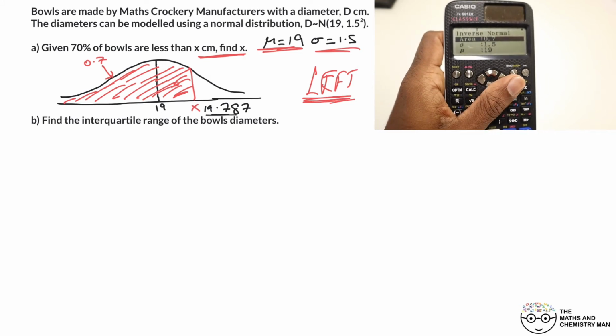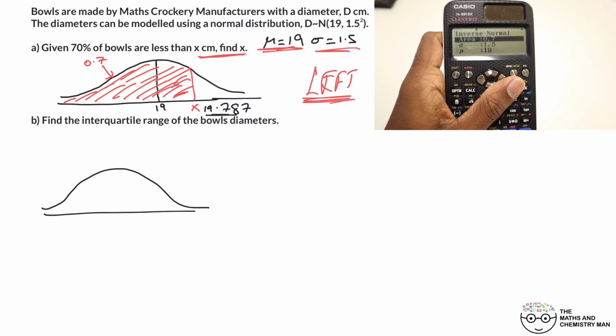And now what do we need to do? We need to find the interquartile range of the bowls' diameters. And so what we should do is make another sketch, right? So we'll sketch this out. Bell-shaped curve, there it is. Mean in the middle, which is 19. And now our lower quartile, remember lower quartile represents the lower 25%. So if I put that in there, I'll call this y. That represents our lower 25%, so 0.25 would be the area to the left.